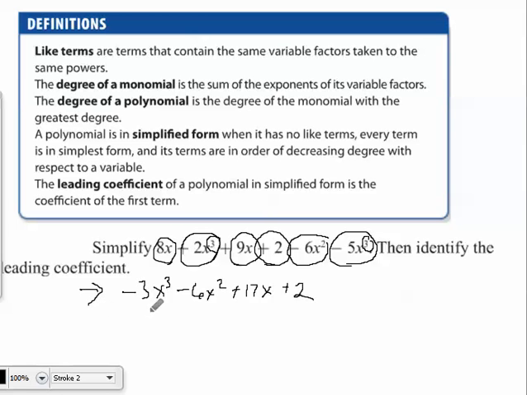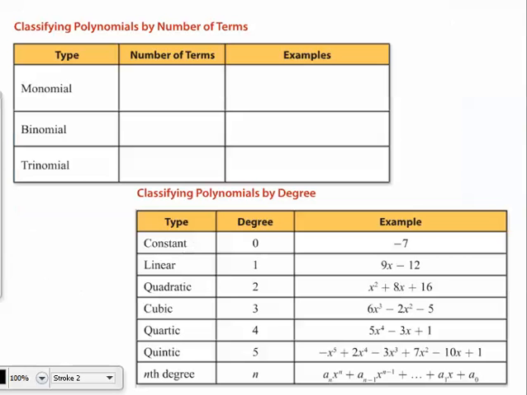So what's the degree of this polynomial? The degree of this polynomial is a 3 because it's to the third power. How many terms are there in this polynomial? There are 4 terms in this polynomial. Okay? You guys see where I'm getting that from? 1, 2, 3, and 4. 4 monomials combined together, adding or subtracting. So let's move forward here.